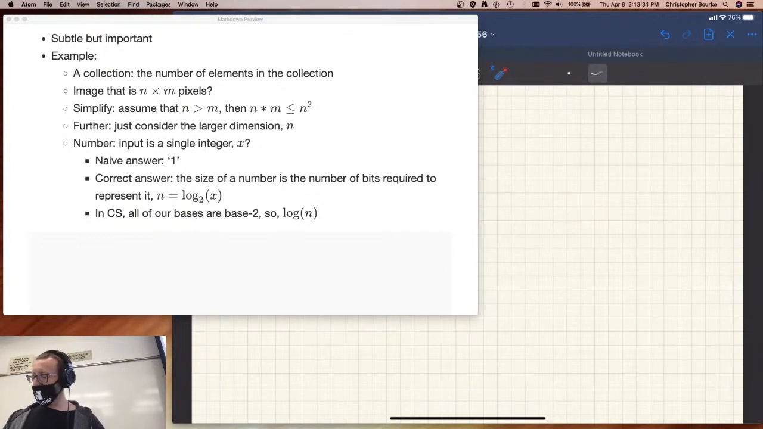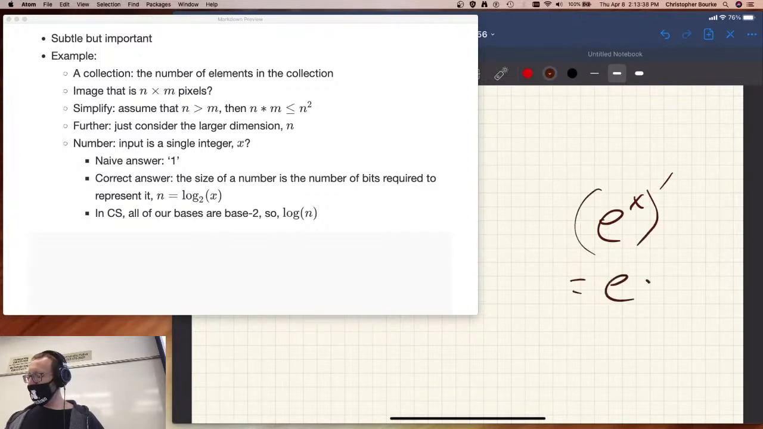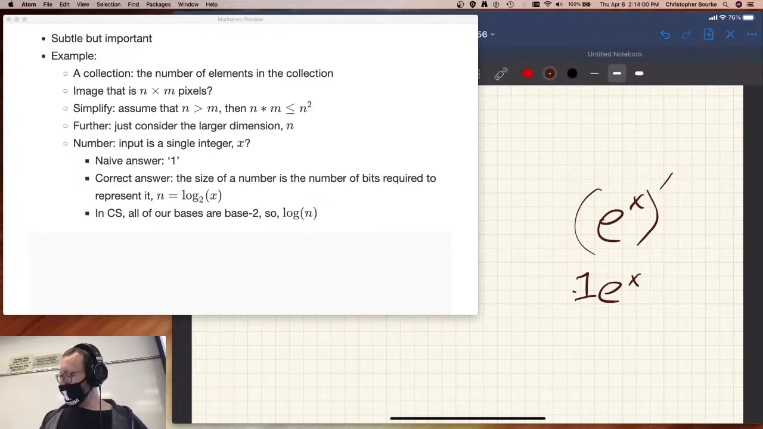E to the x, what's the first derivative of that? E to the x, oops, sorry, no. Come on, there we go. E to the x, e to the x. There is a 1 out front though, and that's what happens when you have the natural log, right? Just so that we know, if you take another base, well, we'll get to that later. All right, okay, let's erase all this.